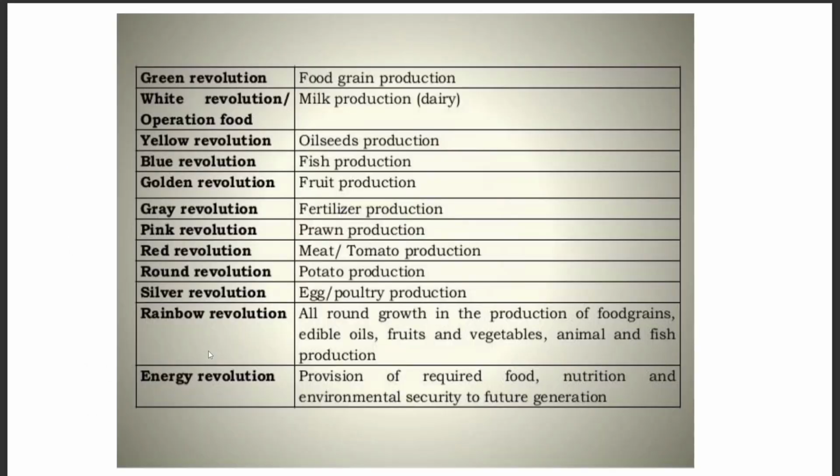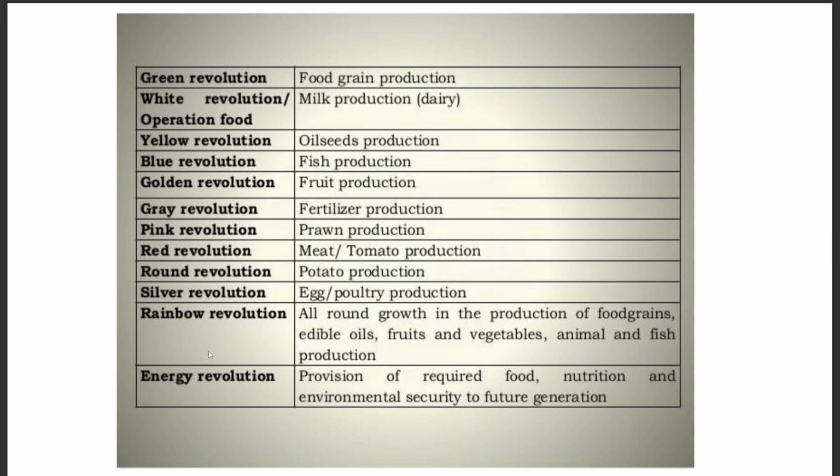After that, we have different types of revolution. Green revolution is for food grain. White revolution is for milk. Yellow revolution, oil seed. Blue revolution, fish. Golden revolution, mainly fruit production. And gray revolution is for fertilizer. Pink revolution is for prawn. Red for tomato or meat. Round revolution for potato. Silver revolution for egg or poultry.